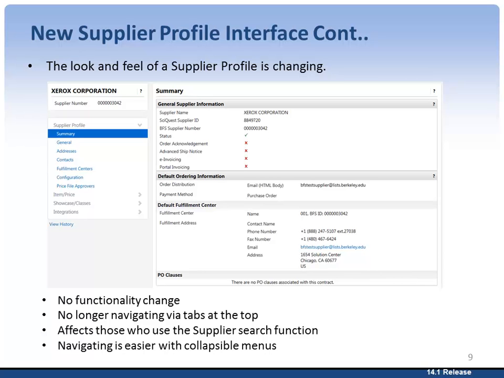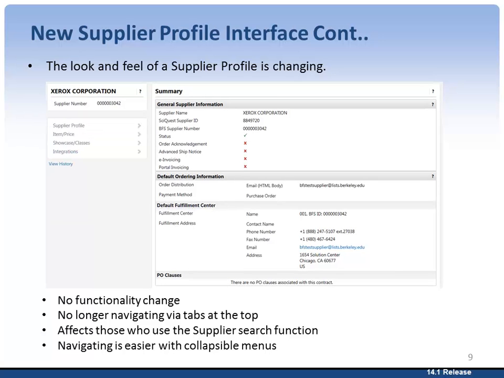Again, no functionality is changing. You'll no longer navigate the supplier profile via tabs at the top. And this only affects those who currently use the supplier search function. In addition, the menus on the left-hand side are collapsible. So if you don't want to see the full details of the supplier profile, simply navigate to one of the menu headers and click on them to collapse them.